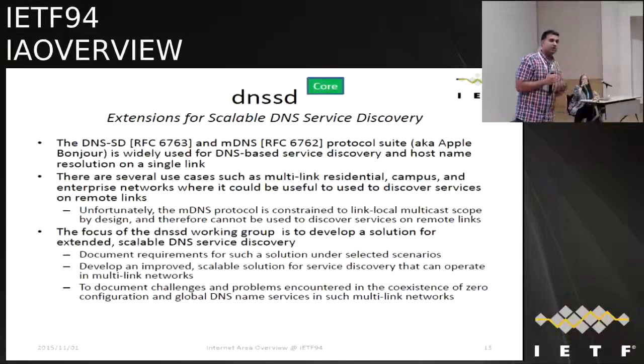So a lot of people started a grassroots petition to extend this across links. That came back to the IETF, to do something that works across multiple links. What we're trying to do is extend what we have as IETF specifications and make them work across bigger links: how to make them more scalable, how to make them cross links. That's what the DNSSD group is doing.